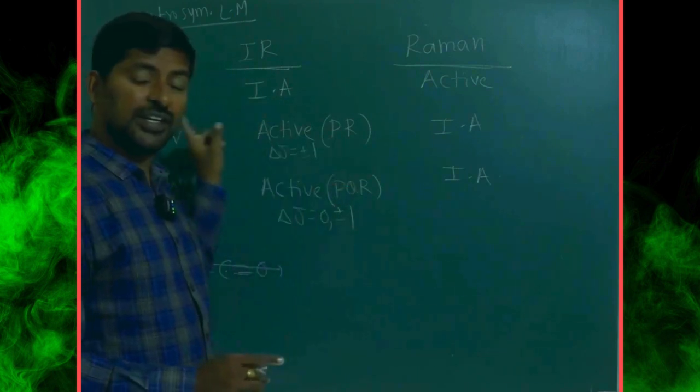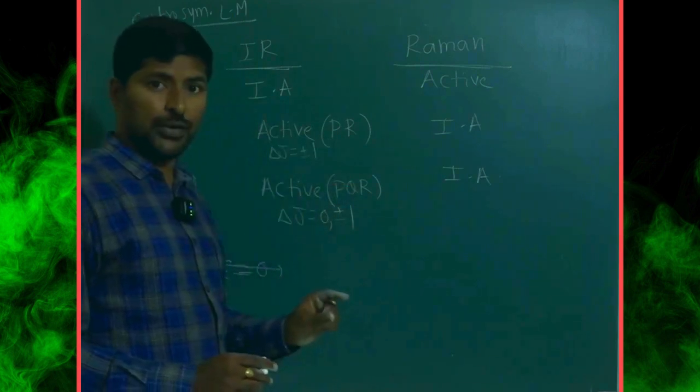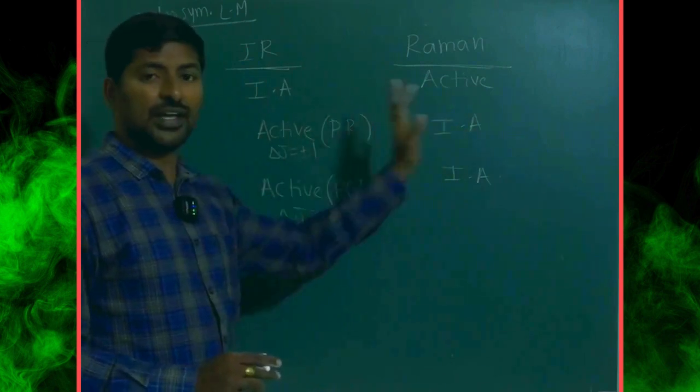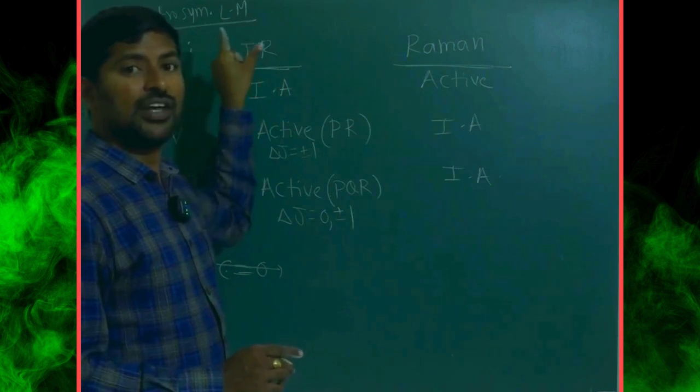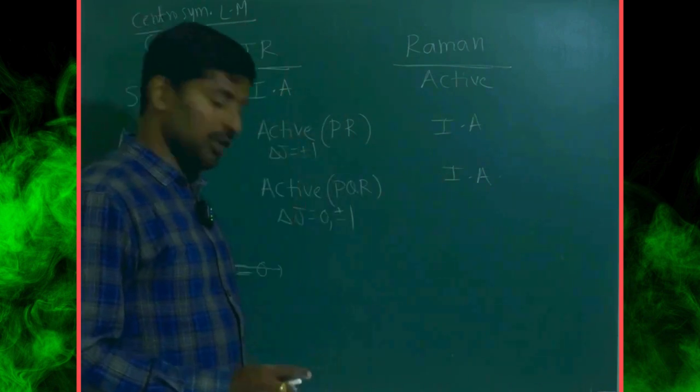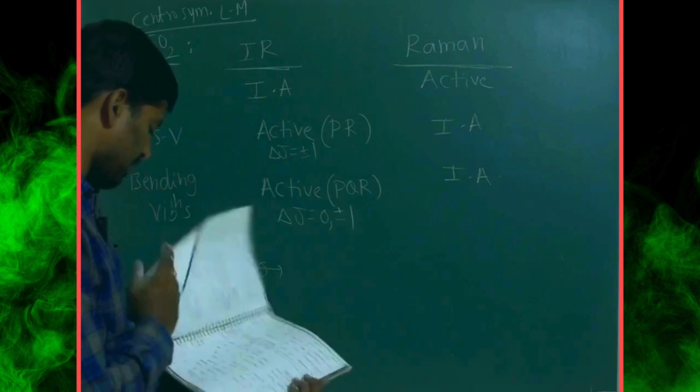Absence of Q branch lines here indicates it is a linear molecule, and no common lines in the IR and Raman indicates it is a centrosymmetric molecule. So overall, what will we get? A linear centrosymmetric molecule.